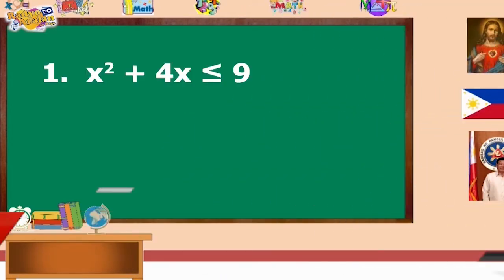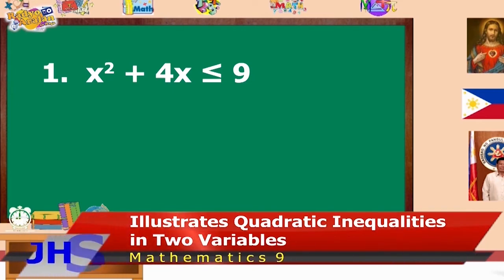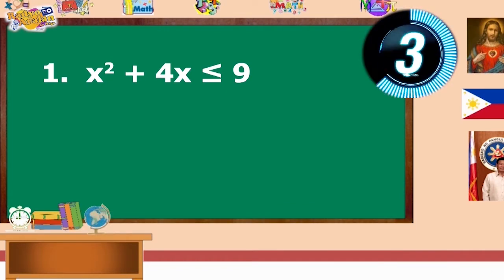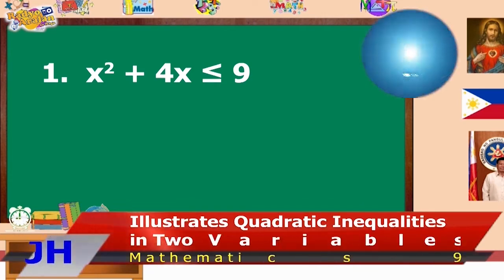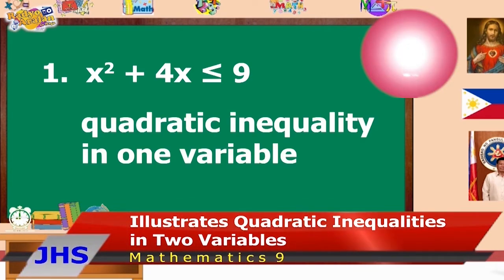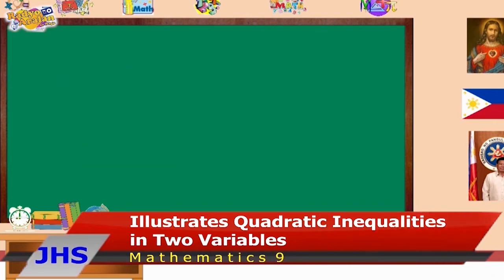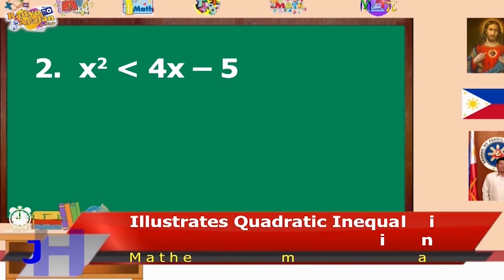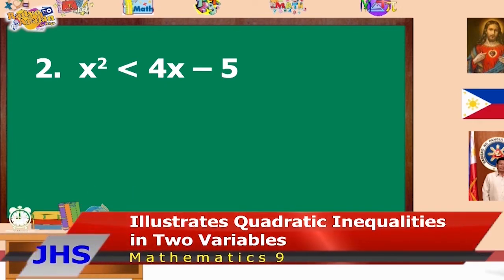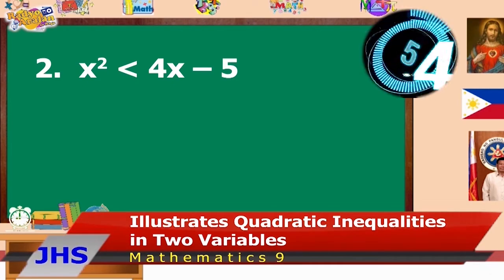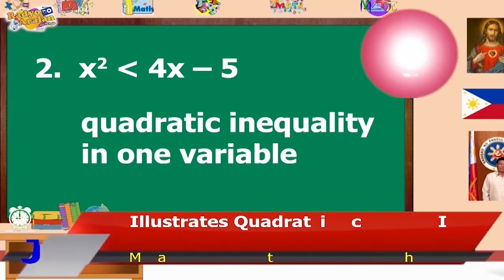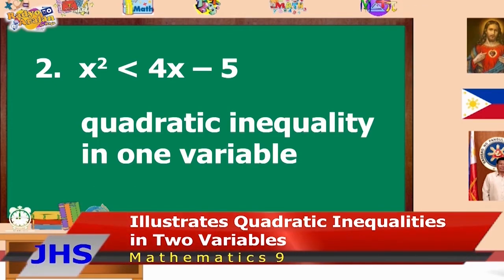X squared plus 4x is less than or equal to 9. That is a quadratic inequality in one variable. Number 2. X squared is less than 4x minus 5. That is a quadratic inequality in one variable.